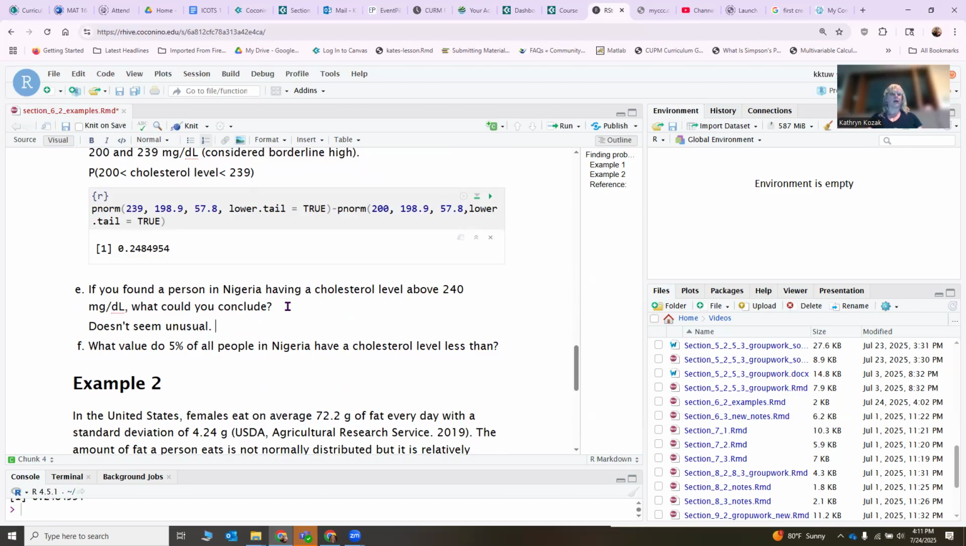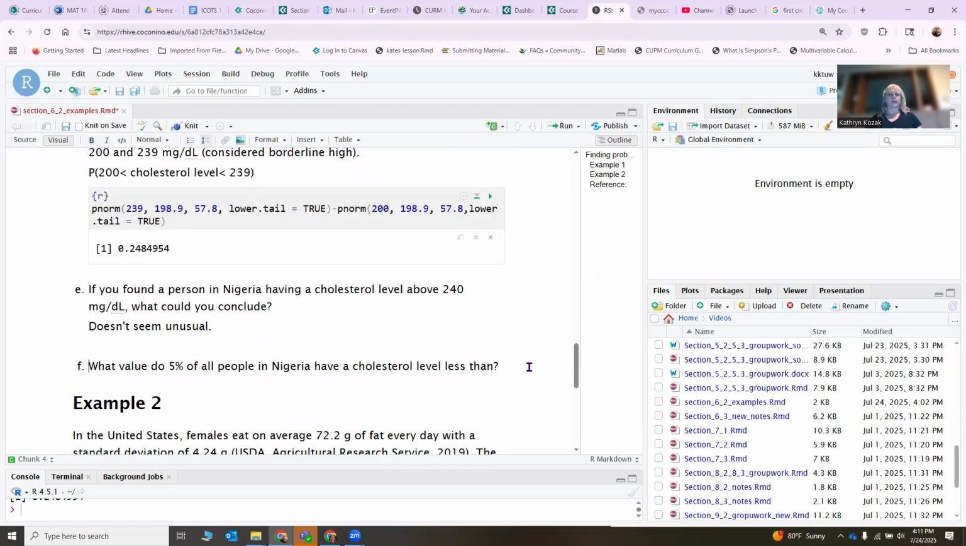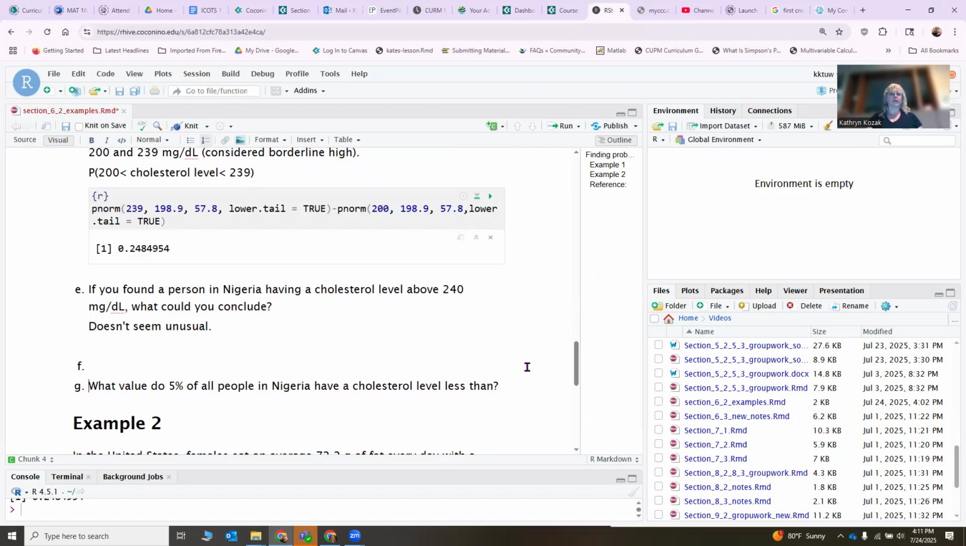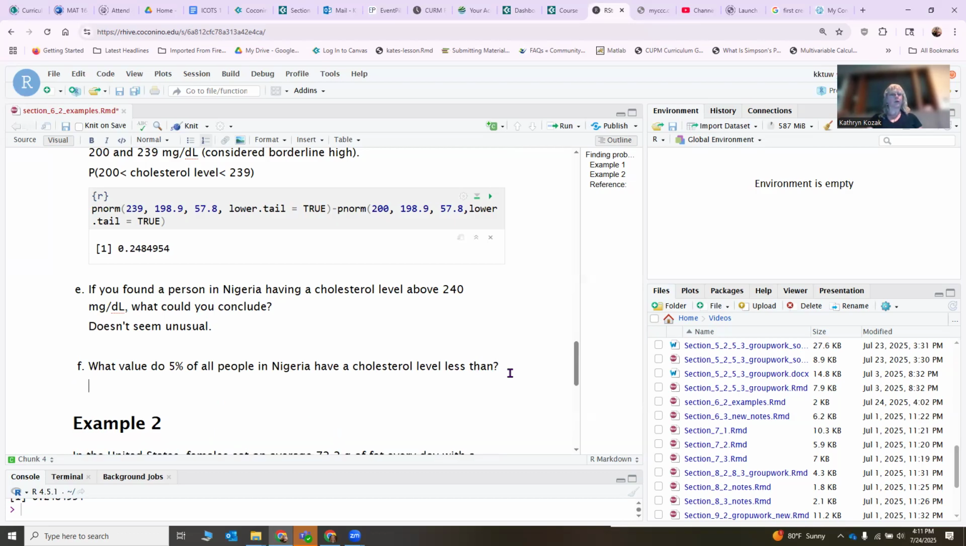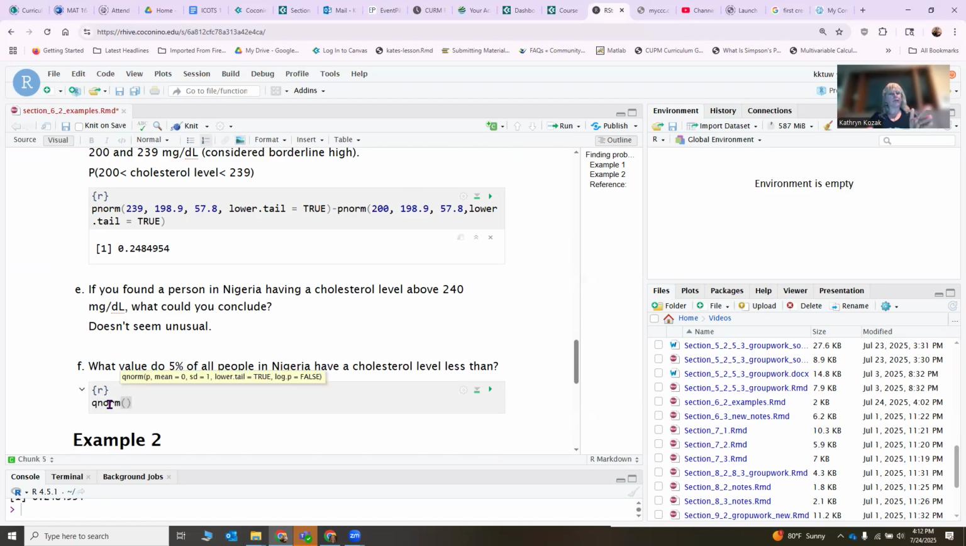There we go. All right, the last question on this one is what value do 5% of all people in Nigeria have a cholesterol level less than? So in this case, we've given you the probability and we're trying to find the data value. So instead of using P norm, we're going to use Q norm. Q norm gives you the data value if you have the probability, whereas P norm gives you the probability if you have the data value. So this is undoing it.